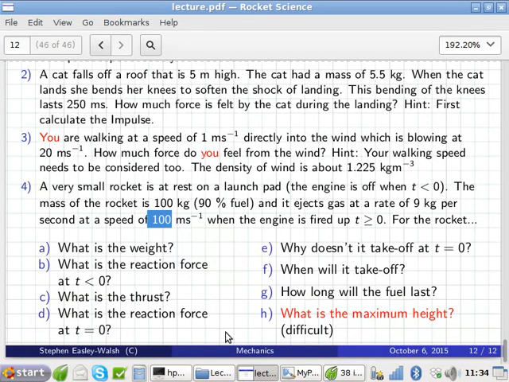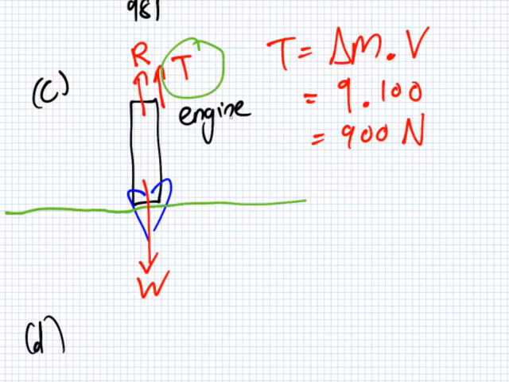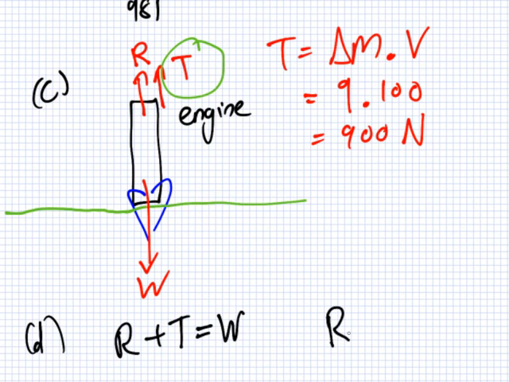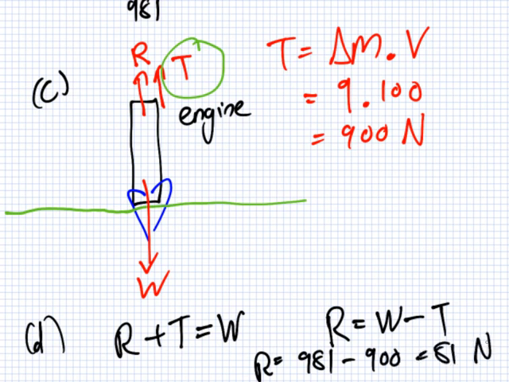Right. D. What is the reaction force? So here we have R plus T equals W. So we get R equals W minus T. So R equals 981 minus 900, which equals 81 newtons.